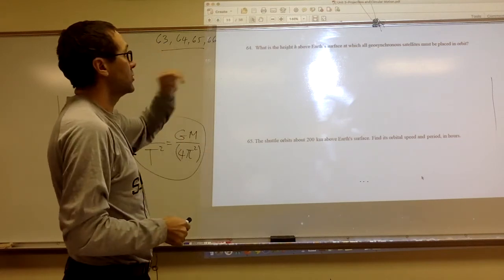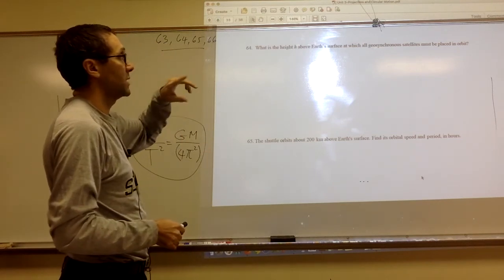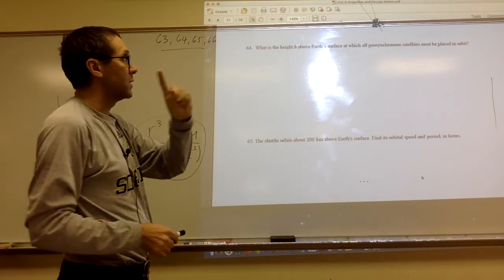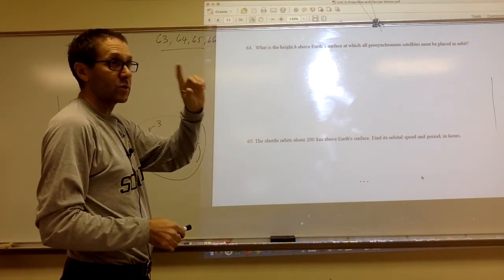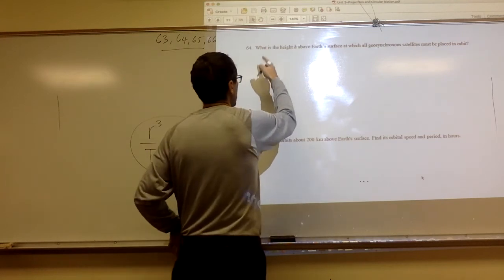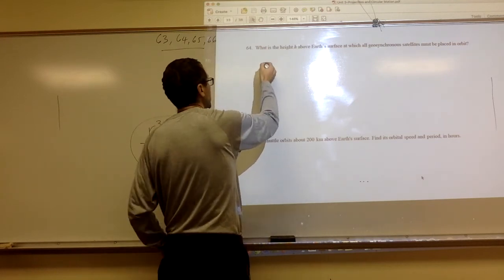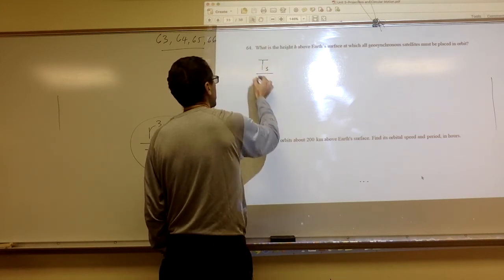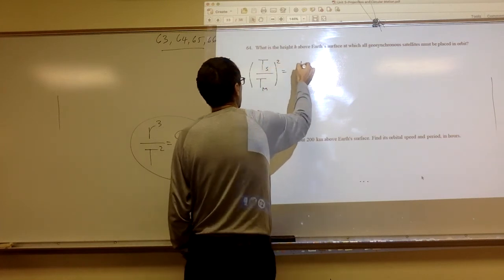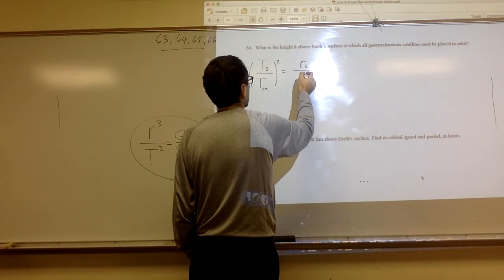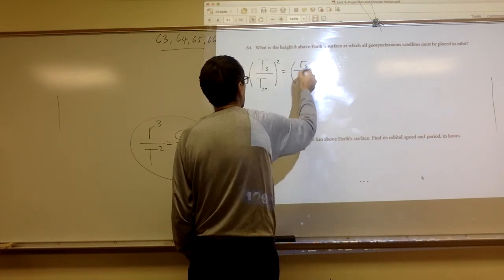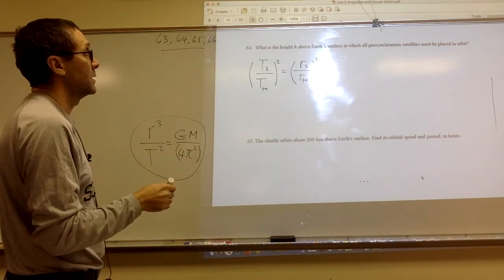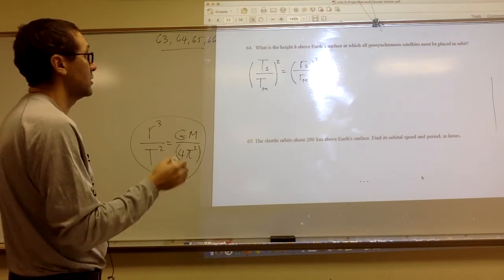What is the height h above the Earth's surface at which all geosynchronous satellites must be placed in orbit? Now, geosynchronous satellites have a period of 24 hours, which is 1 day. We know another object that goes around us, which is the moon. So I'm going to compare this satellite to our moon. So T of satellite over T of the moon squared equals the radius of the orbit of the satellite over the radius of the orbit of the moon, and I'll cube that. Now keep in mind that when I do this, I'm going to find the distance from the satellite to the center of the Earth. I must subtract the radius of the Earth to find the height.